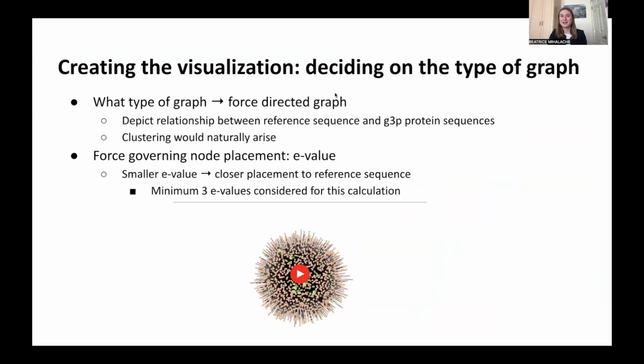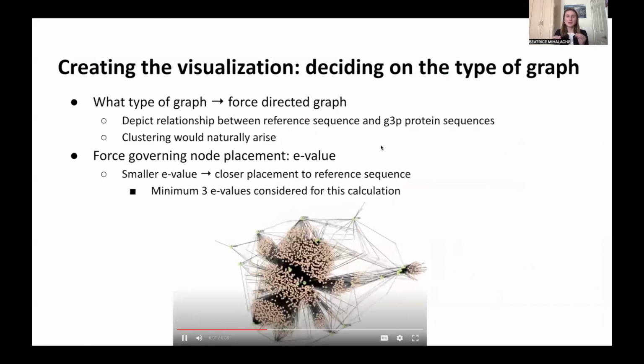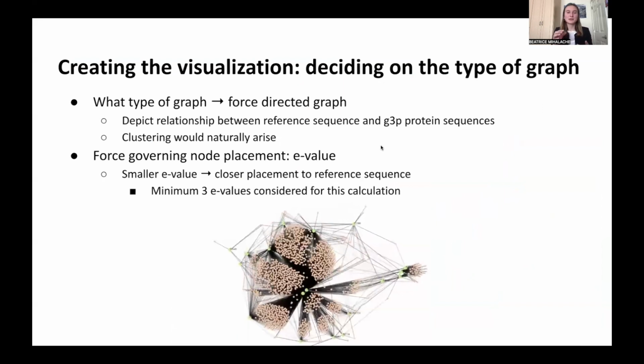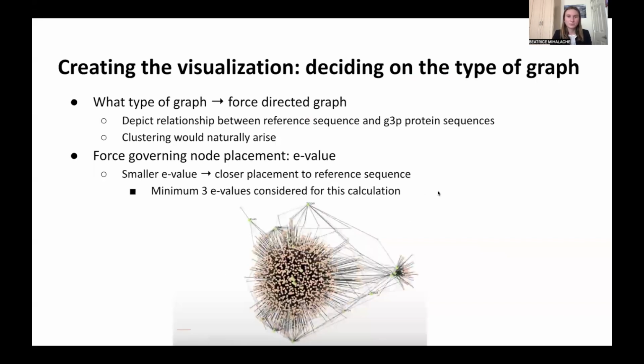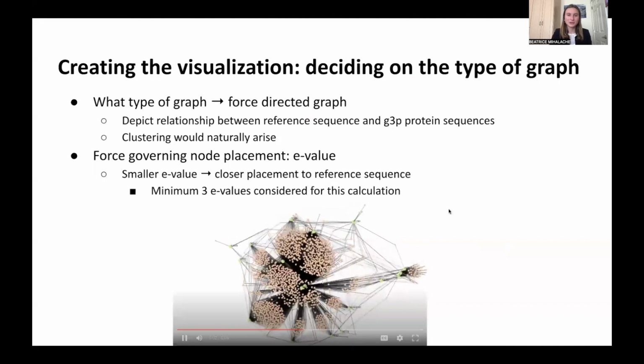The first thing I had to do was decide on the type of graph, and I chose a force-directed graph where the nodes start off randomly placed, and then a force governs the placement of the nodes, and the force I chose was the E value. So a smaller E value from the BLAST results indicates a closer placement to the reference sequence. And then the 3 minimum E values were used for the relationship depicted. And here's the simulation again.